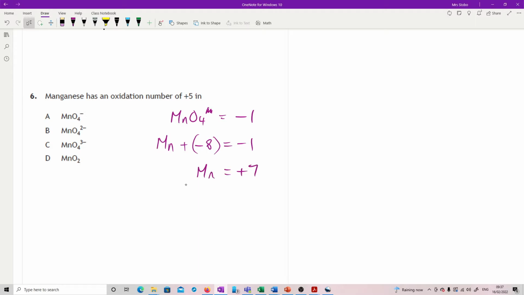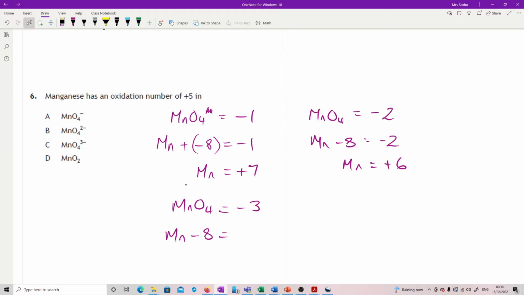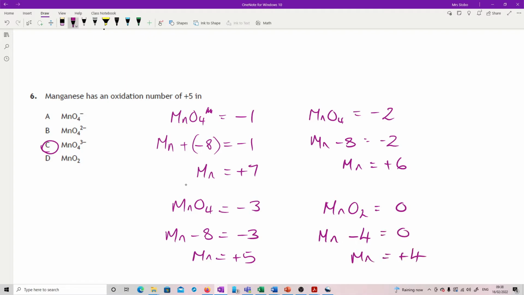Okay, and in A. And then you just run the rest of them. So in B, it's the same thing, so it's MnO4, sorry, 2 minus this time. So that's Mn minus 8 equals minus 2, so Mn must equal plus 6. So it's not B. In C, you can see where this is going actually, hopefully. That's minus 3 this time, so Mn minus 8 is minus 3, so Mn must be plus 5, and so C is the correct answer. And just to be absolutely clear, MnO2 is 0, means that you've got Mn minus 4 is 0, so Mn equals plus 4. So it's definitely not D.